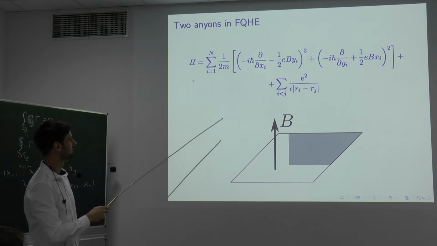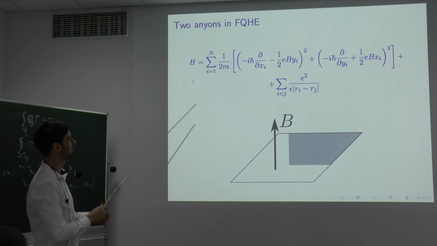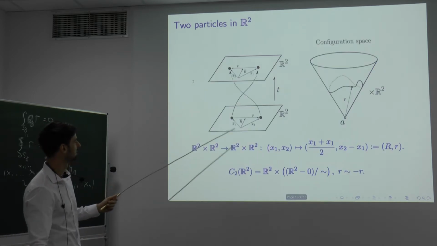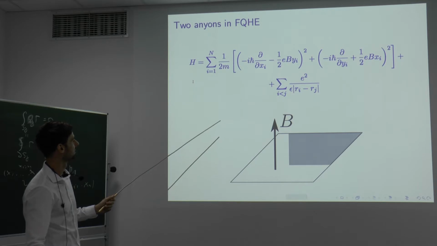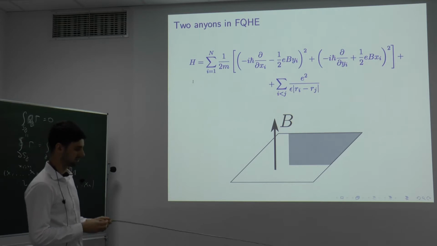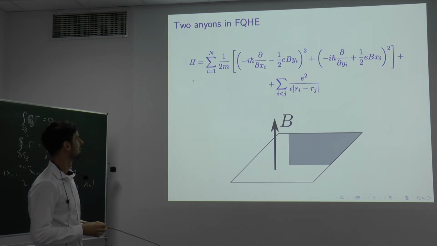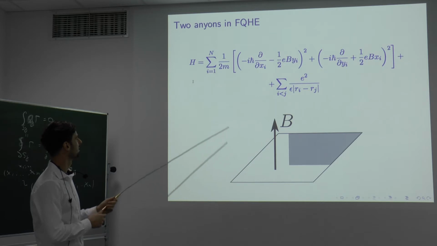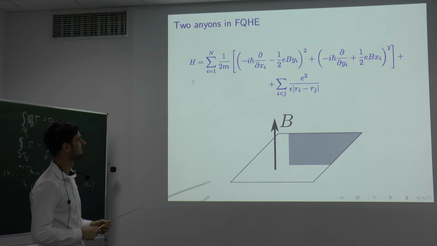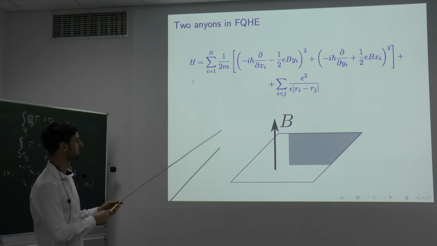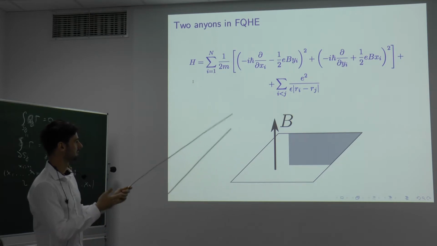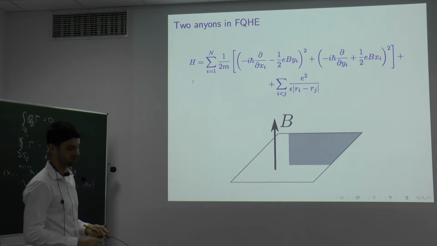So maybe just a little detour for these mathematical considerations. An example of precisely this scenario, where two particles exchange and gain some phase, is two anyons in, for example, the fractional quantum Hall effect. The Hamiltonian of this system is the Hamiltonian of a number of electrons on a plane where there is a perpendicular magnetic field to this plane, and they interact via Coulomb interactions.